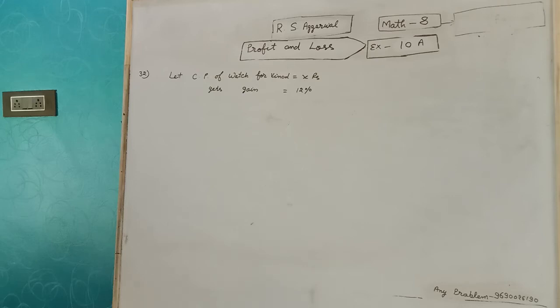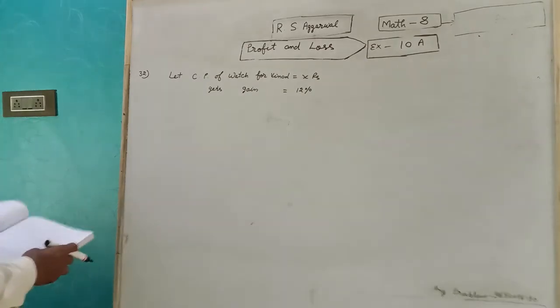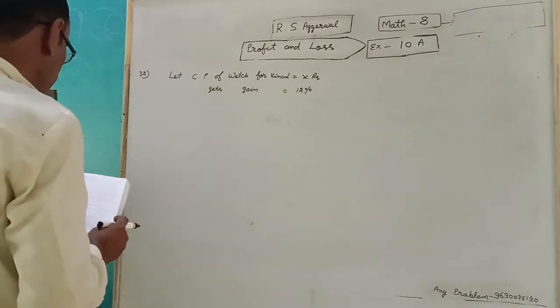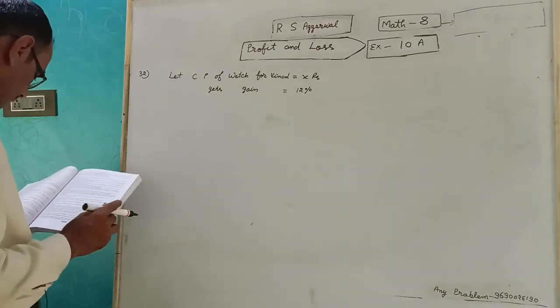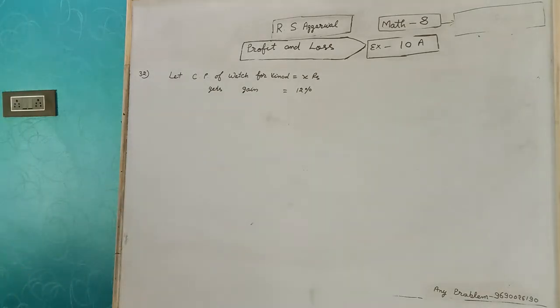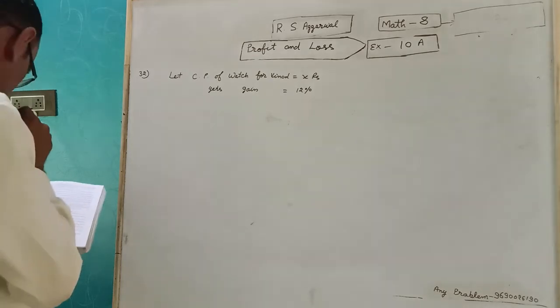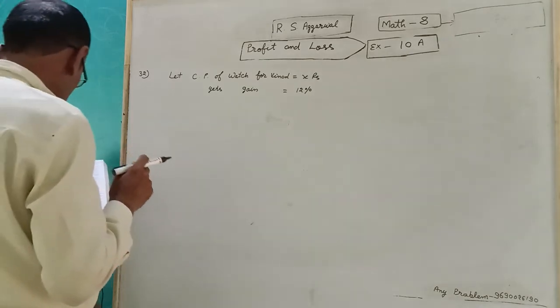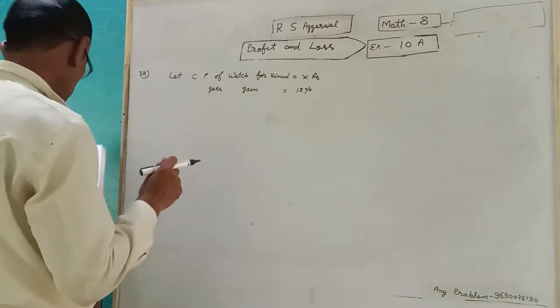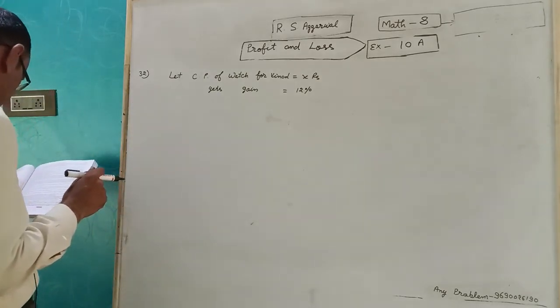Class 8 students, exercise 10A, profit and loss, question number 32. The question is: Vinod sold a watch to Arun. Arun sold it to Manoj.